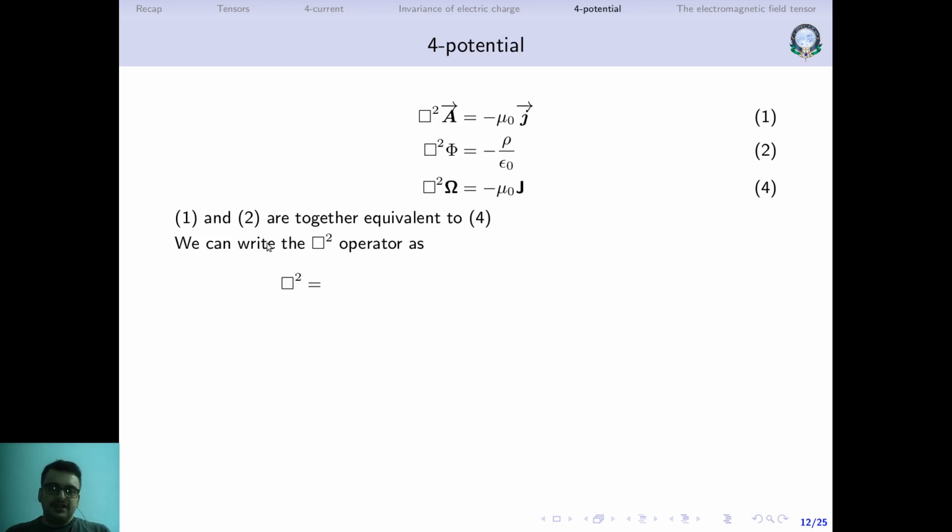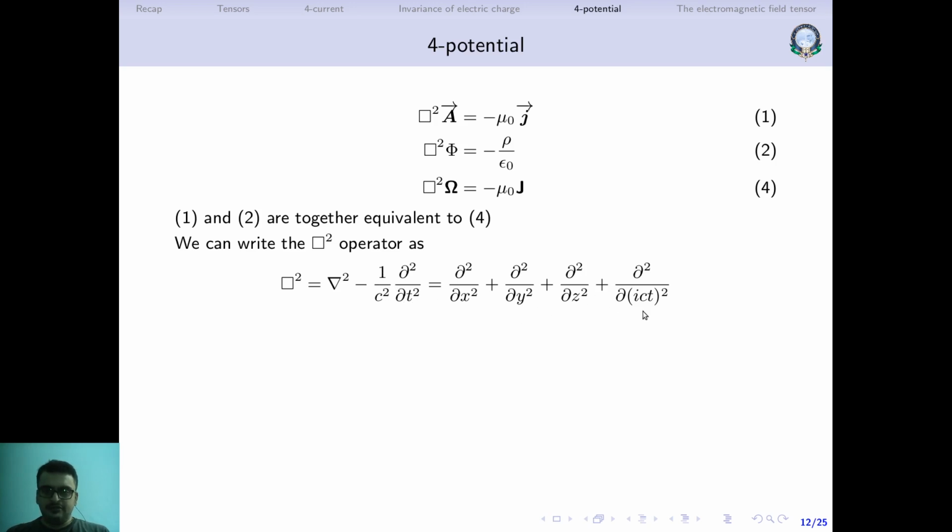So now we can write down the D'Alembert operator like this. We know what the D'Alembert operator is. It has a Laplacian, which is ∂²/∂x² + ∂²/∂y² + ∂²/∂z², and it has a second time derivative, so minus 1/c² ∂²/∂t².